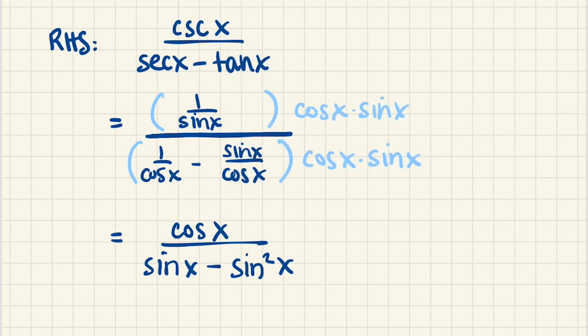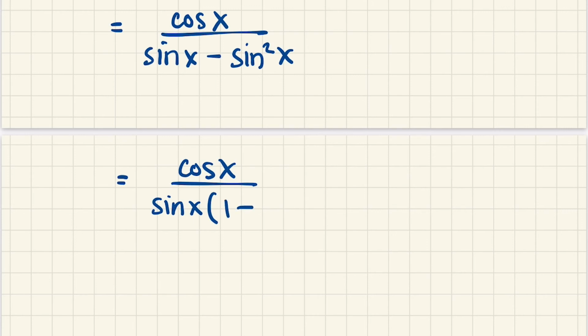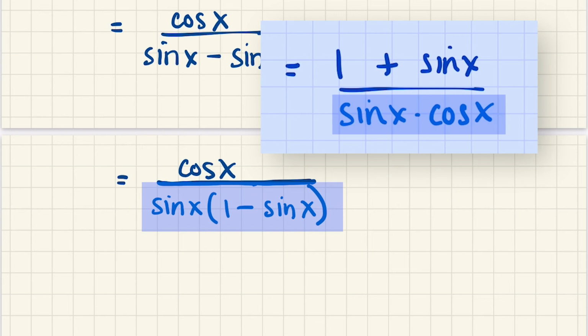So, all right, well, we can at least factor a sine out. So we can see cosine of x, sine of x times 1 minus sine of x. Okay, well, what do we want down there? We want this to be sine of x times cosine of x. So that means we need to find a way to turn this into cosine of x, right?